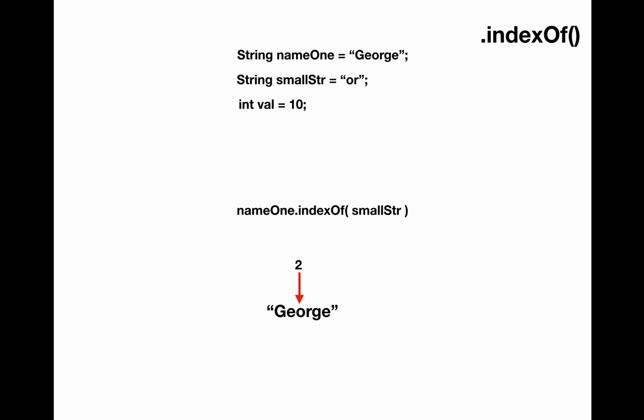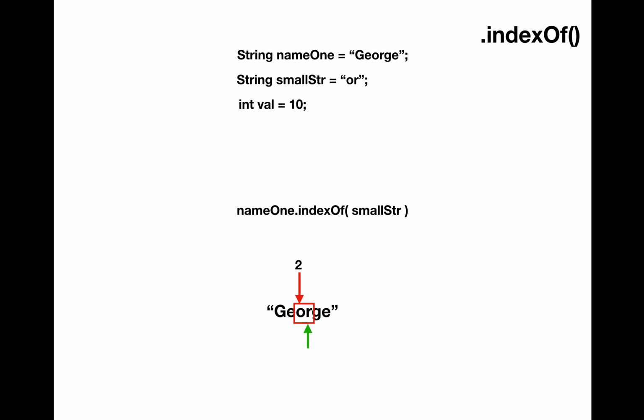We continue doing this until we find an o. And if we find an o, we go, okay, I found an o. I know that my small string, the string that I'm looking for, has an r after the o. I'm going to look in this bigger string and see if there's an r after the o. And in this case, there is. So we have found "or" inside of "George", and what indexOf is going to return is the start of where it was able to find that. So in this case, it's going to return 2, which is indexOf 2.